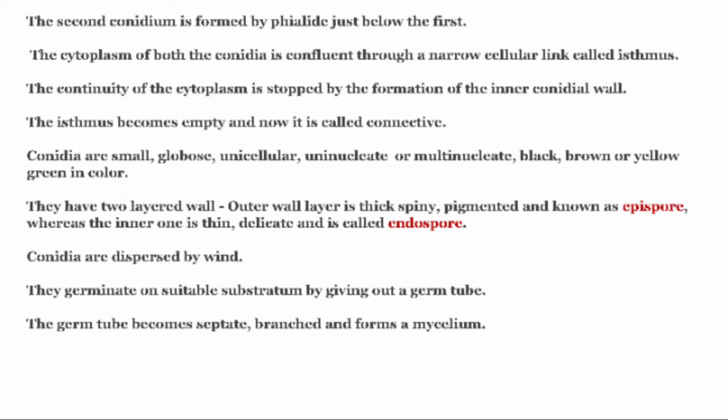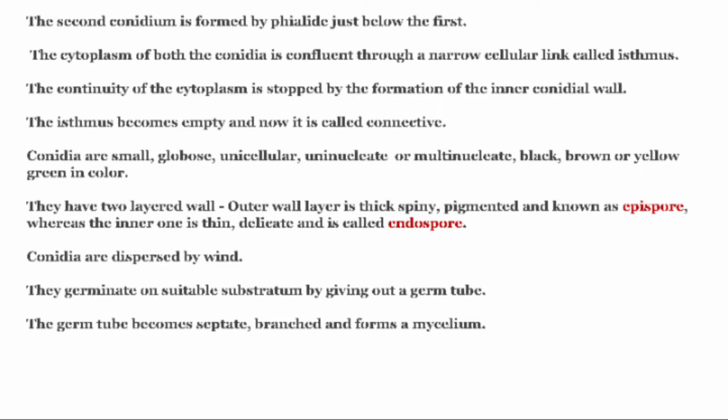Conidia are small, globose, unicellular, uninucleate or multinucleate, black, brown or yellow-green in color. They have a two-layered wall. The outer wall layer is thick, spiny, pigmented and known as the epispore, whereas the inner one is thin, delicate and is called the endospore.